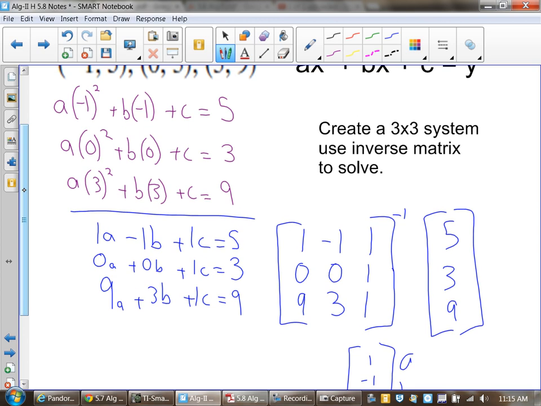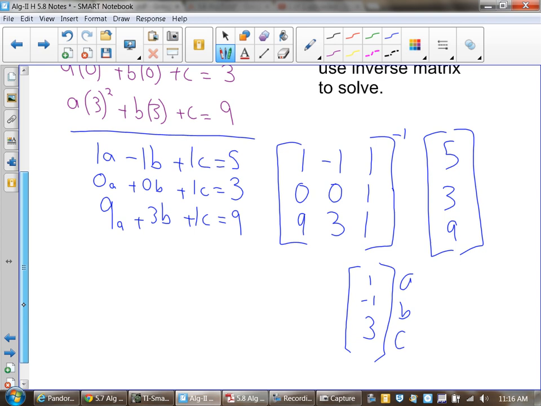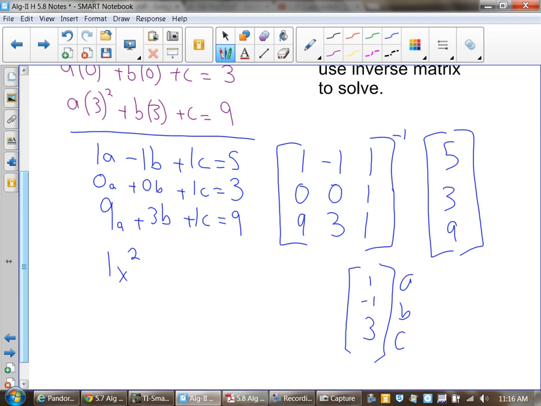Now, I'm not done yet. I have just found out what A, B, and C is, and I need to use that for the standard form. So A is 1, so I get 1x squared. B is negative 1, so minus bx, and C is 3. Oops. So it'd be minus 1.